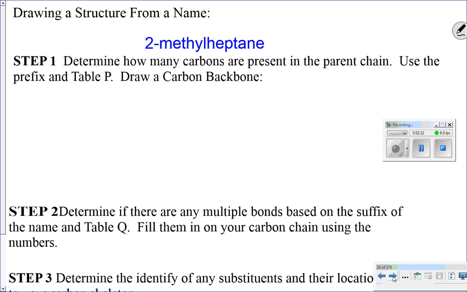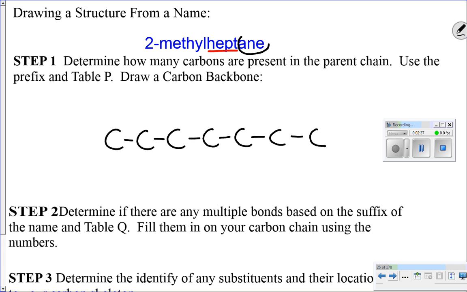Methylheptane. Hept is the prefix that tells me how many carbons I have in a row. 1, 2, 3, 4, 5, 6, 7. Next, I'm going to look for any multiple bonds. I have an ane ending, which means I have all single bonds. I do, this time, have a substituent, 2-methyl. So I'm going to count in 1, 2 carbons. And that's where I'll attach my methyl group.